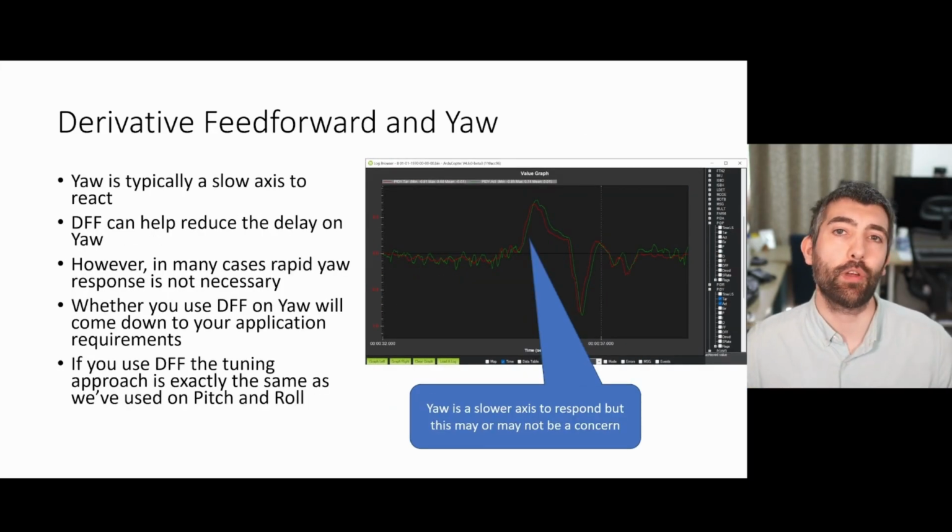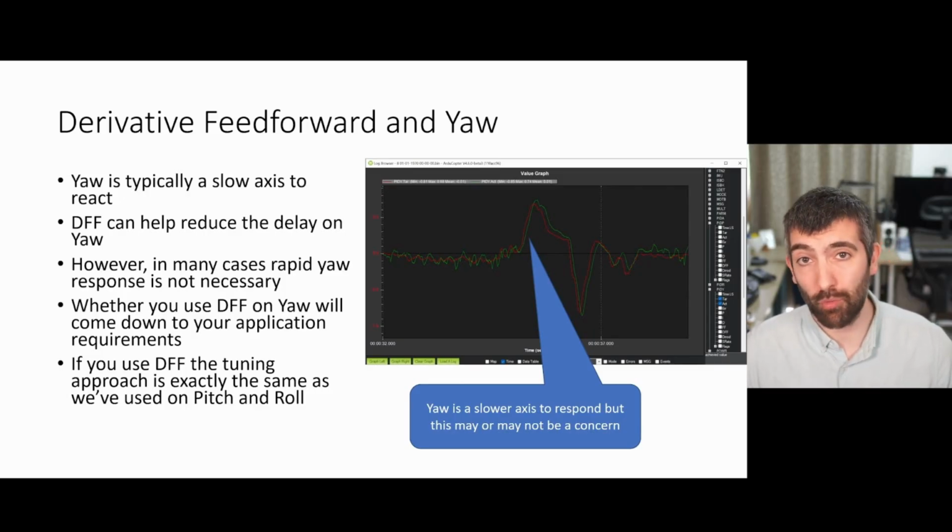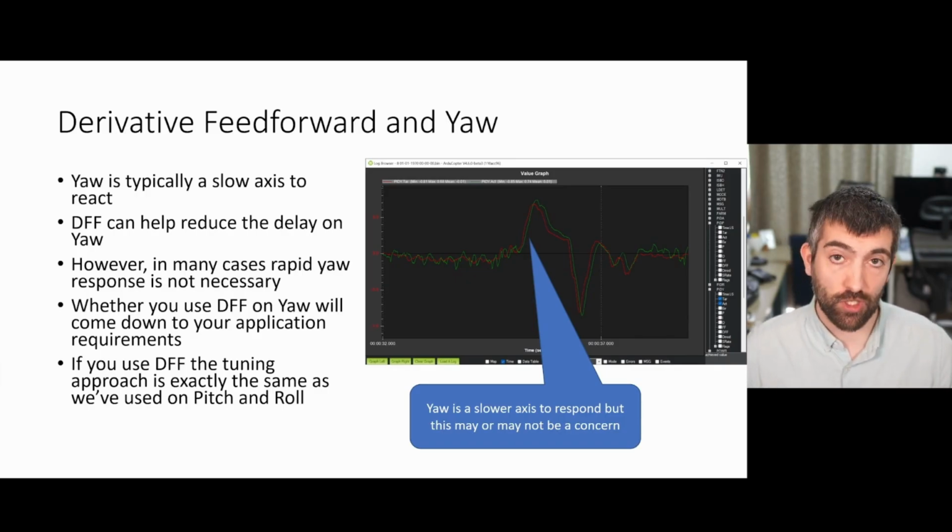Now let's talk about derivative feed forward on yaw. The yaw axis is typically a pretty slow axis to respond, and derivative feed forward can help reduce the delay on yaw. However, in many cases, a very rapid yaw response is not necessary. The speed with which the craft needs to change heading is always much slower than the speed with which it needs to change pitch and roll angle. However, you may decide you want to try and use derivative feed forward on yaw to reduce the delay.